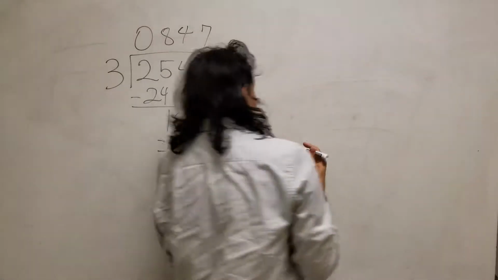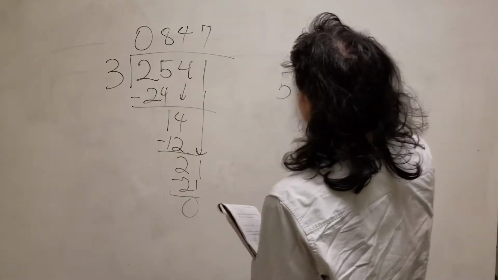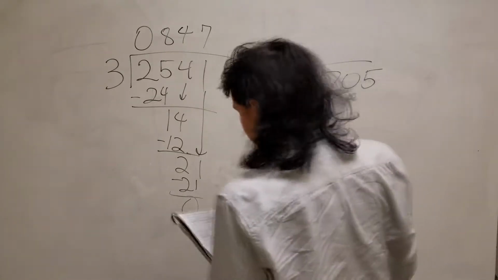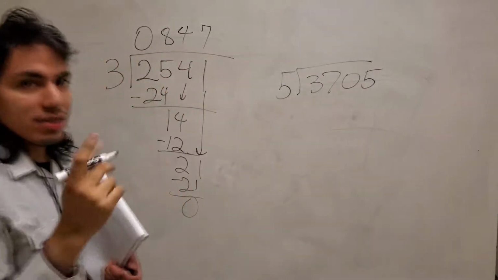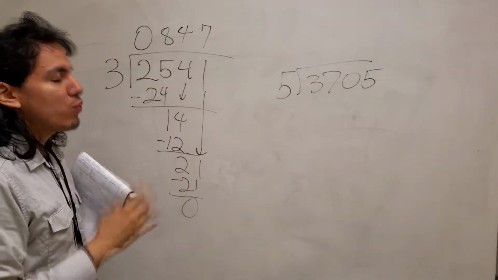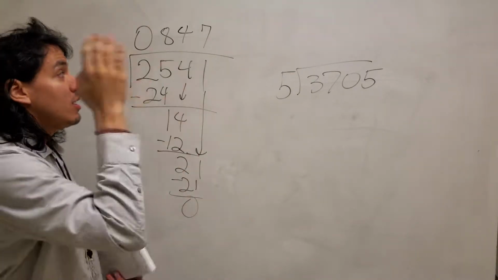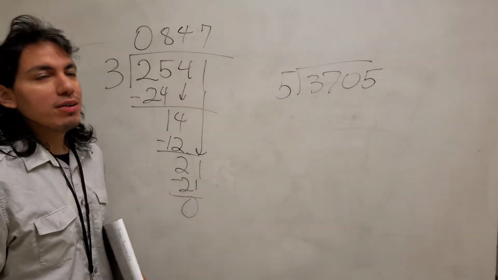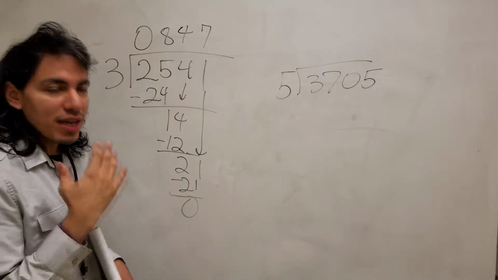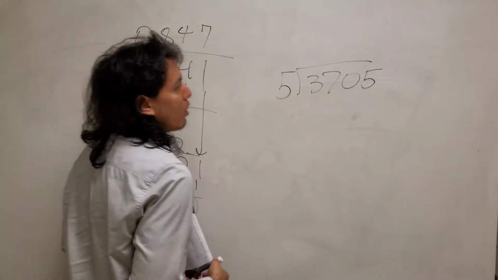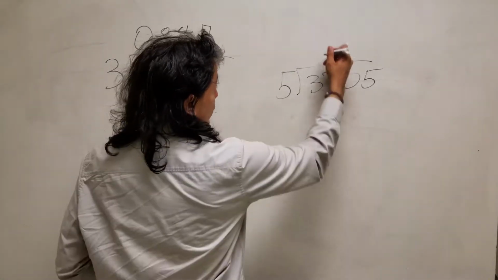Let's do another one. Let's say 5 divides into 3,705, right? Oh yes, a disclaimer, it is crucial for anyone watching this. Know your times tables inside out. It's extremely important because if you cannot multiply, you cannot divide, because you need to know how to multiply numbers off the top of your head.